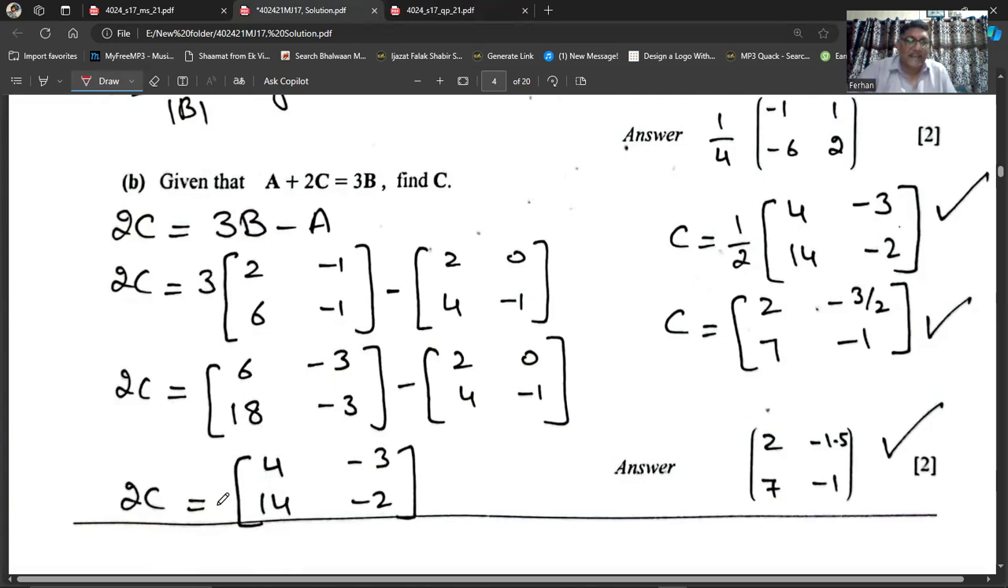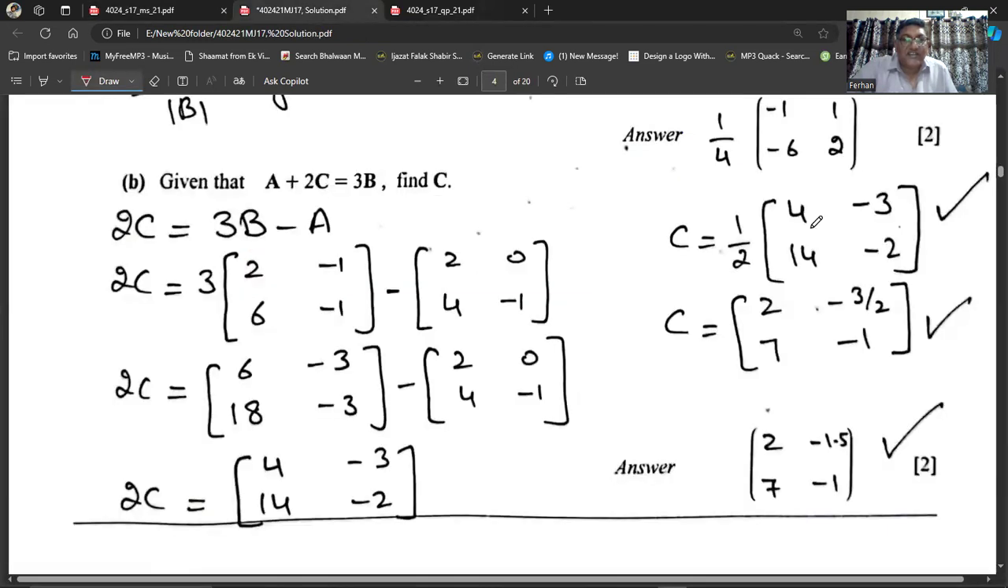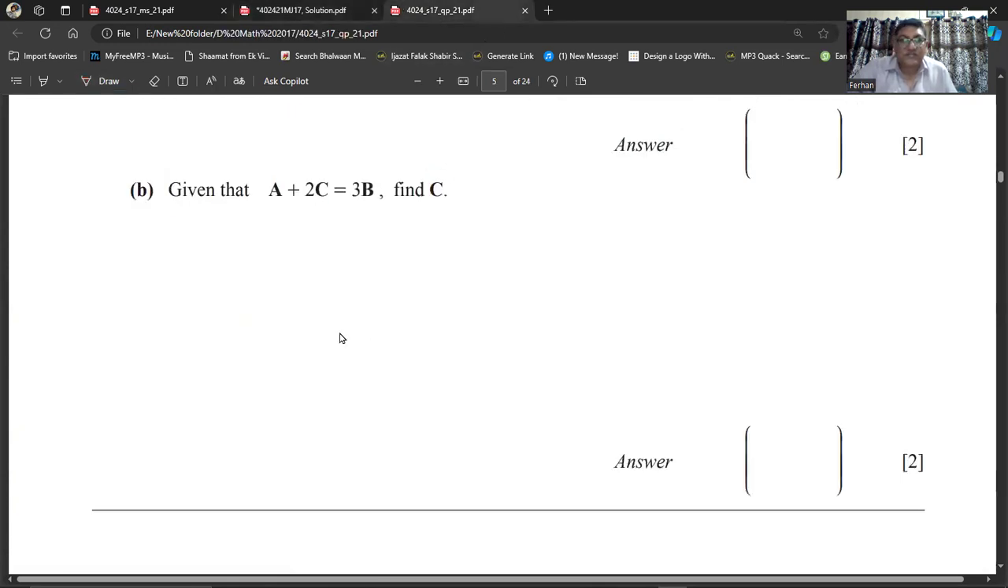Now this 2 will go to the other side and it will divide there. So you will have C is equal to 1 by 2 times 4 minus 3, 14 minus 2. So if you divide all these members by 2, you get 2 minus 3 by 2, 7, and minus 1. So my final answer is 2 minus 1.5. 3 by 2 means 1.5, sorry, and 7 and minus 1. So this is how this is done. So this answer is right. And this answer is here. I hope you understand. If you want more time with this part, you can pause the video.